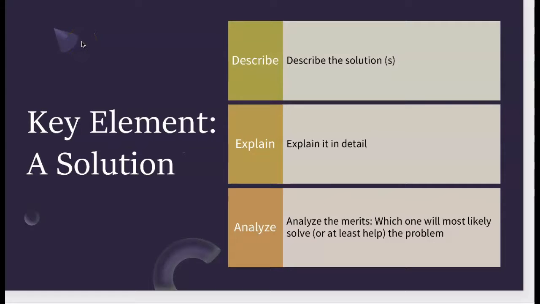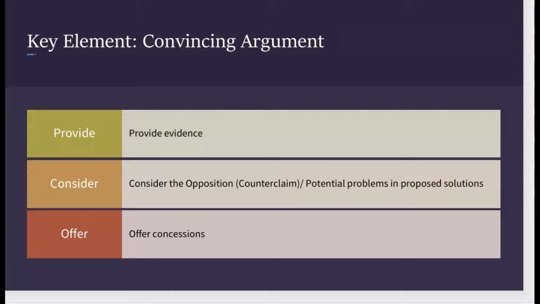Contingent upon that solution is a convincing argument for your proposed solution. You need to provide evidence to convince your readers that your solution is feasible and that it will, in fact, solve the problem. Keep in mind, at the heart of this essay is a structured argument.